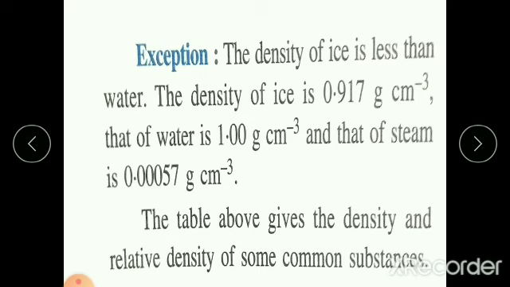The exception is that the density of ice is less than water. The density of ice is 0.917 gram per centimeter cube. That of water is 1 gram per centimeter cube, and that of steam is 0.00057 gram per centimeter cube. On page number 26 in your textbook, the density of different substances is given. You can refer to that.